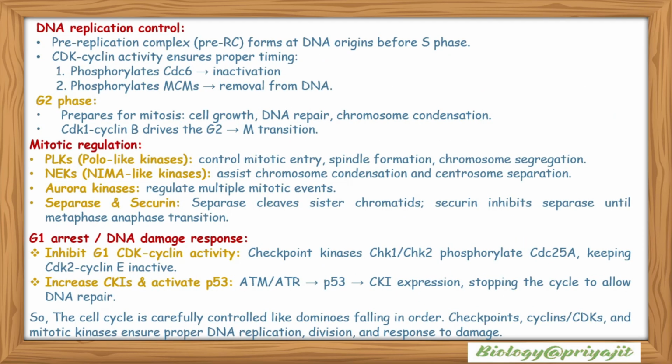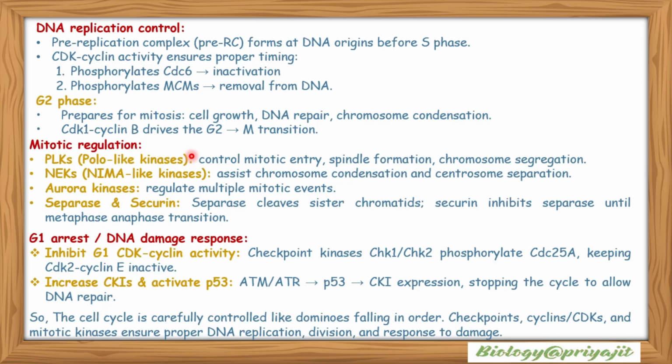DNA replication control: the pre-replication complex, or pre-RC, forms at DNA origins before S phase. CDK-cyclin activity then ensures proper timing. It phosphorylates CDC6, which is responsible for its inactivation, and then phosphorylates MCMs, which is responsible for their removal from DNA. G2 phase prepares for mitosis: cell growth, DNA repair, chromosome condensation. CDK1-cyclin B drives the G2/M transition.